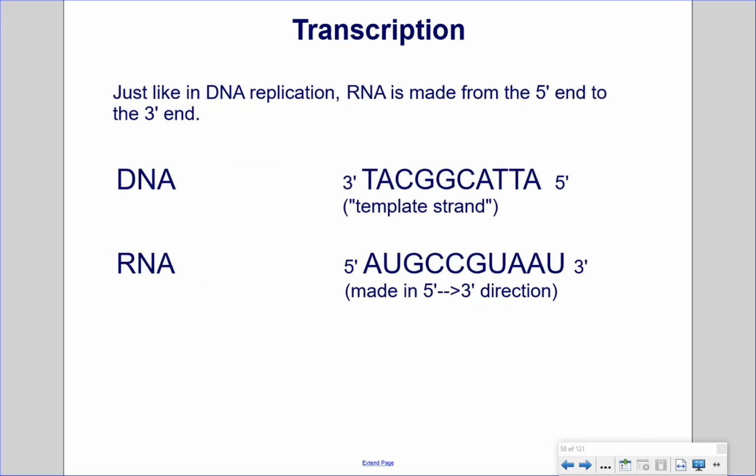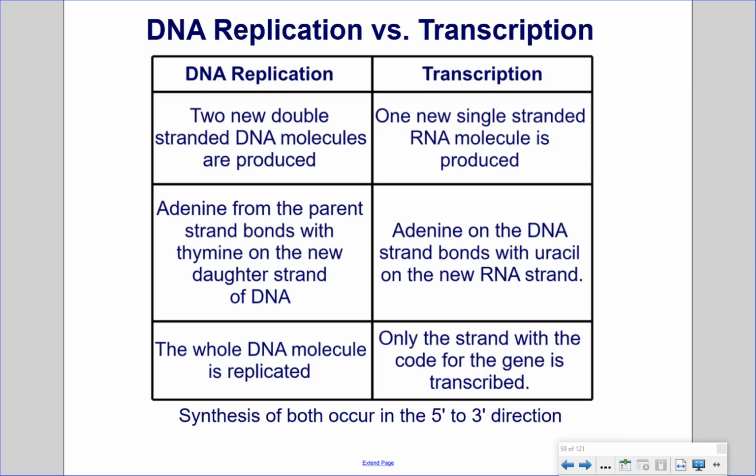Transcription. Just like in DNA replication, RNA is made from the 5' end to the 3' end. DNA replication versus transcription. In DNA replication, 2 new double-stranded DNA molecules are produced. In transcription, 1 new single-stranded RNA molecule is produced. In DNA replication, adenine from the parent strand bonds with thymine on the new daughter strand of DNA. In transcription, adenine on the DNA strand bonds with uracil on the new RNA strand.